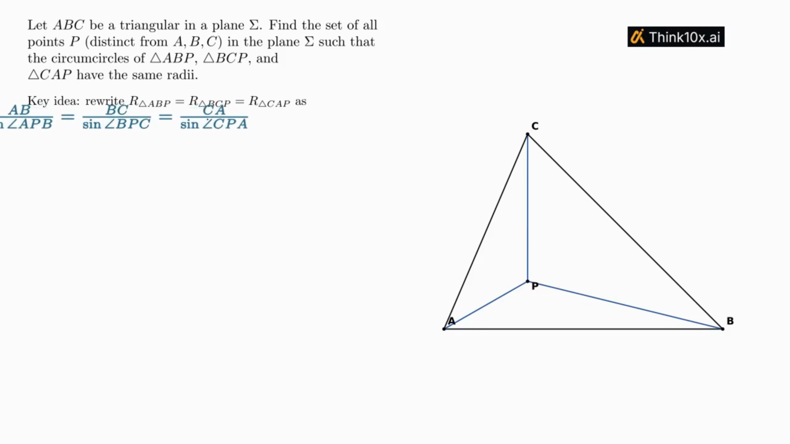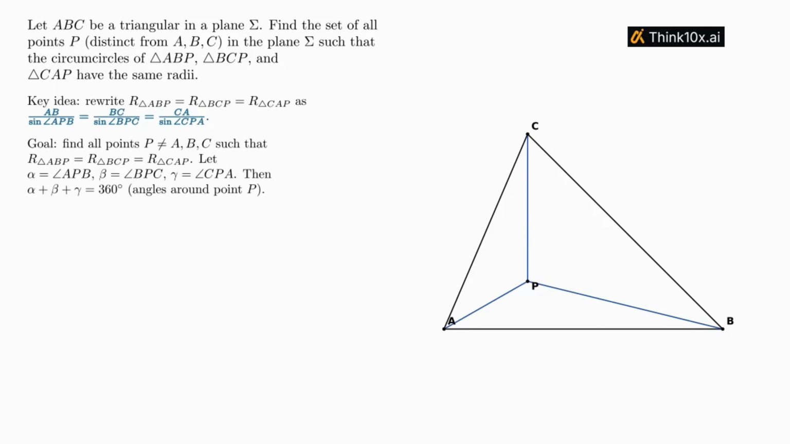First, let's name the three angles at point P that each see one side of triangle ABC. Those angles will control the circumradii of triangles ABP, BCP, and CAP. Also, since these three angles go all the way around point P, they add up to a full turn. These three angles around point P must sum to a full 360 degrees.